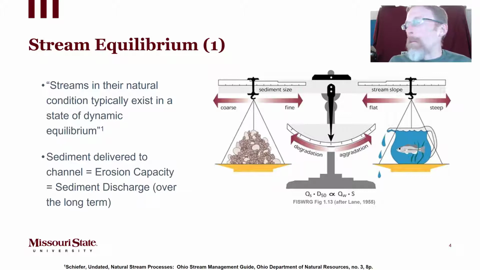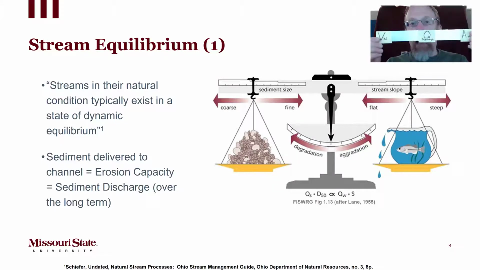If you look at Lane's balance and you say, okay, my stream system is getting more water, more precipitation because climate's changing, how's that going to affect sediment size, stream slope, sediment yield? Lane's balance will help you make that prediction. We'll come back to this and look at that in more detail later, but this is a good model. It's sort of like the Vicqua stick that we visited in our last lecture.